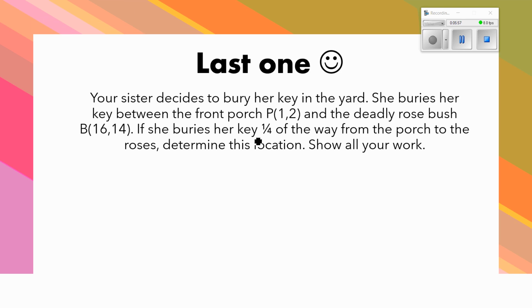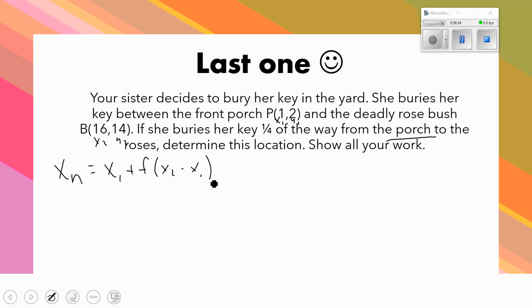And our last example is a word problem. Your sister decides to bury her key in the yard. She buries her key between the front porch and the rose bush. She buries her key 1/4 of the way from the porch, so that's going to be our x1, y1, to the roses, that's going to be x2, y2. Determine the location. So, okay, we have x new is equal to x1 plus the fraction of x2 minus x1.